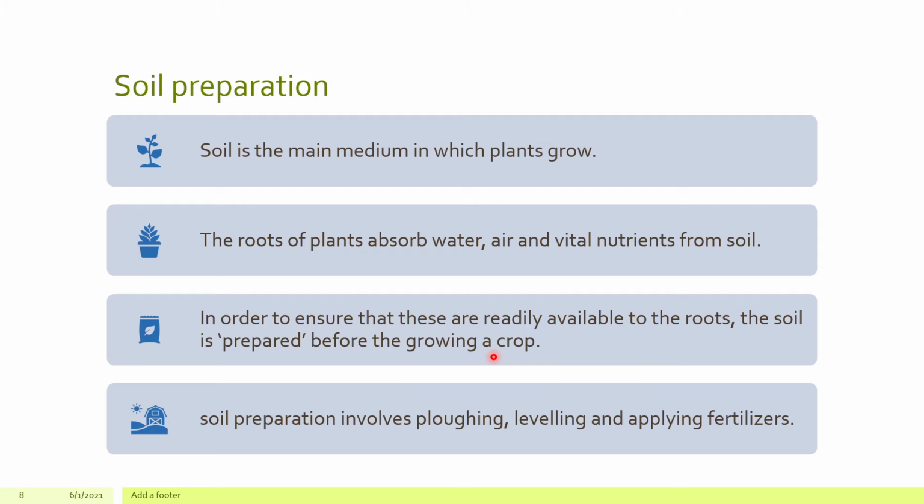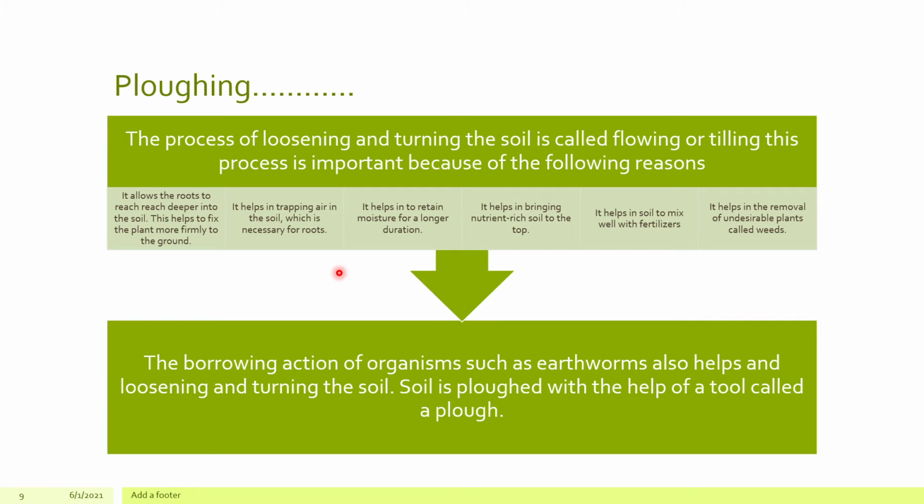Next, soil preparation involves three major steps: plowing, leveling and applying fertilizers. We will learn these three steps by heart in this video. Plowing. Let us understand what plowing is. The process of loosening and turning the soil is called plowing or tilling, and this process is important for the following reasons.